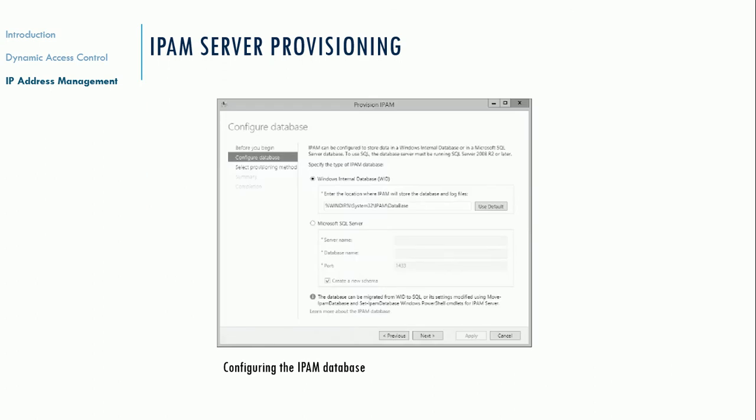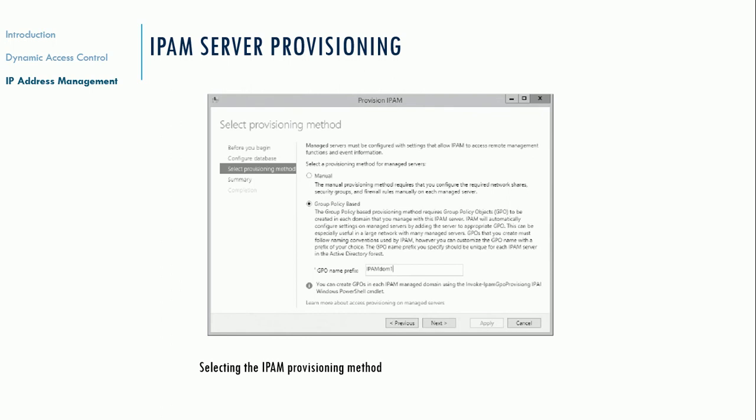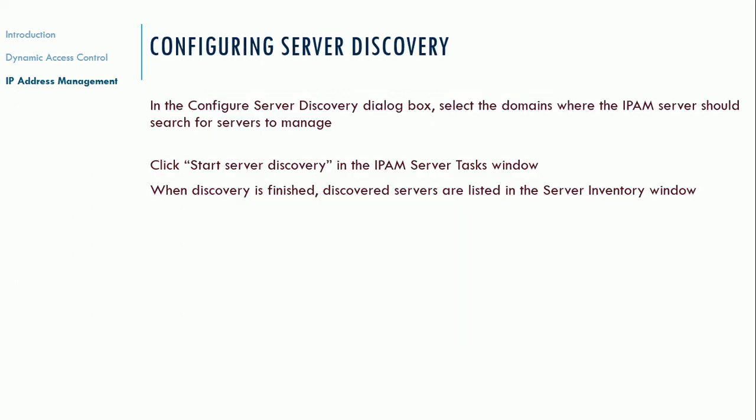And this is the dialog where you would configure the database. You can see here you could select Microsoft SQL Server, but by default it's going to use the Windows Internal Database. You may want to consider using SQL Server if you have an extremely large network. Then you select the provisioning method, which would be manual or group policy, I should say. In this case, the user selected group policy.